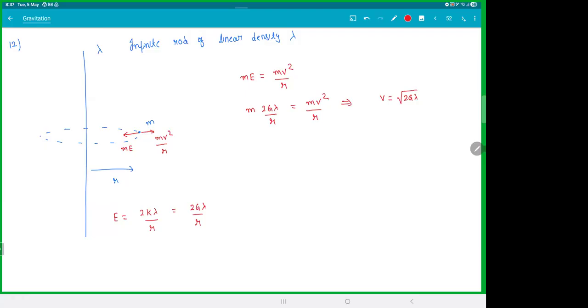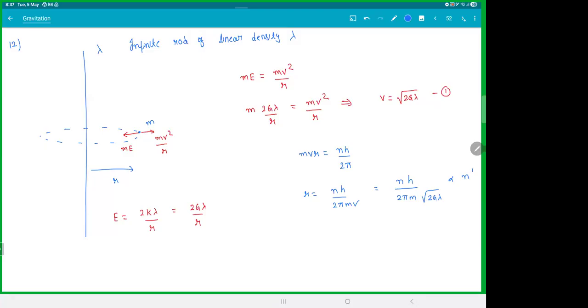Interestingly, the velocity does not depend on radius. It does not depend on anything. So for a particle going around this infinite rod, any particle will have the same speed. That's your equation 1. The second equation, since Bohr's theory is valid, m v r is equal to n h by 2 pi. Angular momentum is quantized. So from here we get r is equal to n h by 2 pi m v. Substitute the value of v here. We get r equal to n h by 2 pi m into root 2G lambda. If you see here, r is proportional to n power 1. In regular Bohr's theory, r used to be proportional to n square.